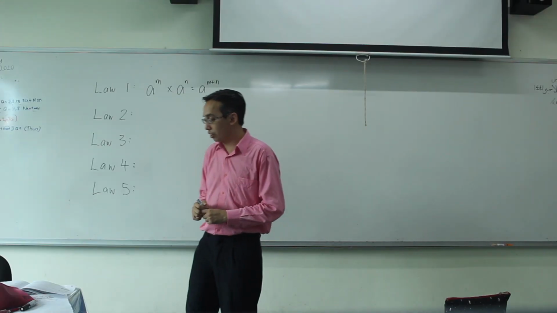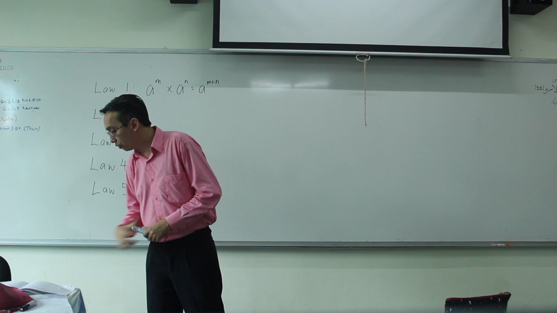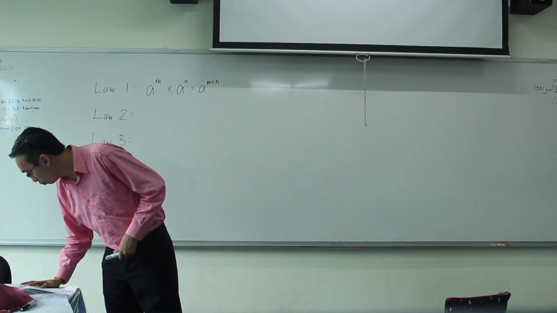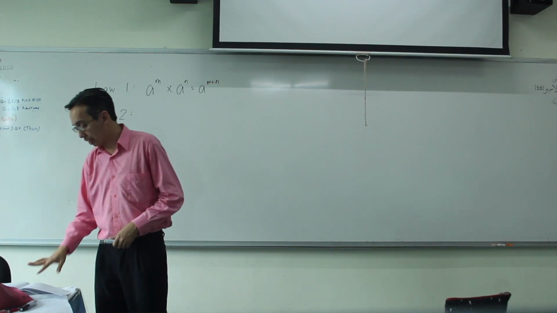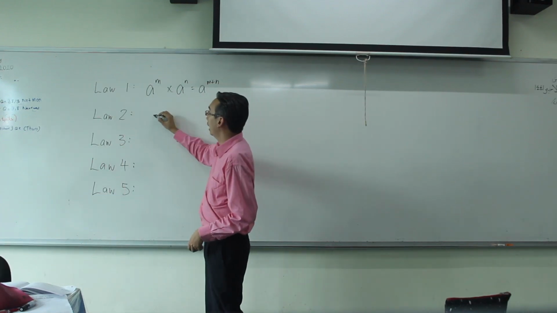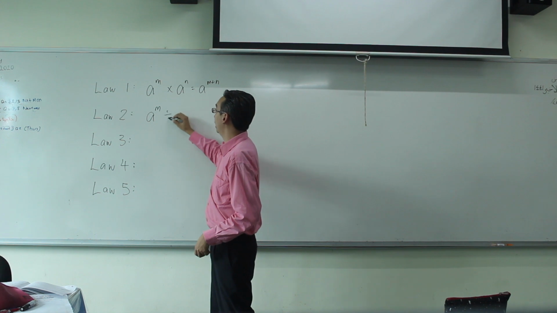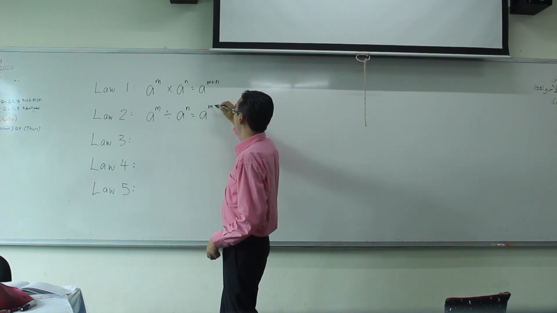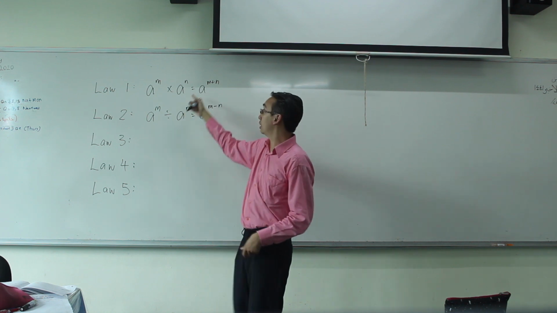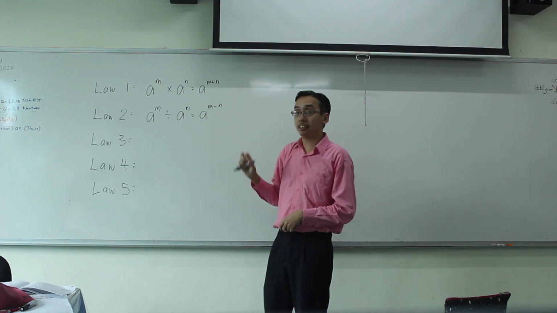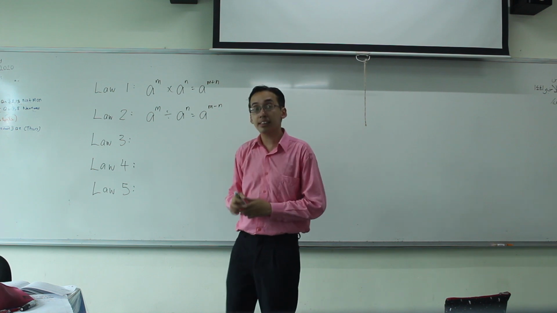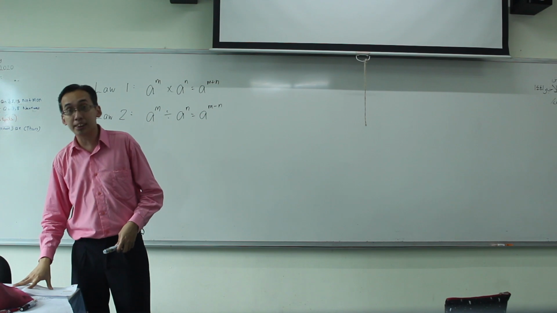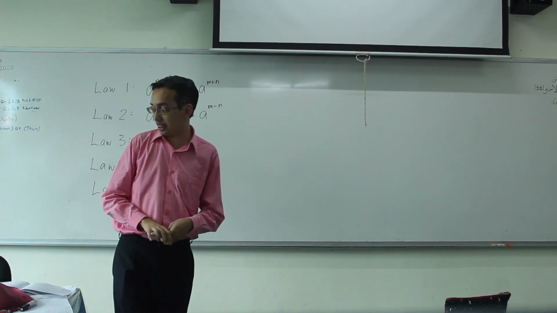Welcome back. We are going to do law number 2 now. It is on page 62. They say that a to the power of m divided by a to the power of n is a to the power of m minus n. It's kind of similar to the first one, but slightly different. To understand this, try the investigation at the top of page 62 first, and then I'll come back.